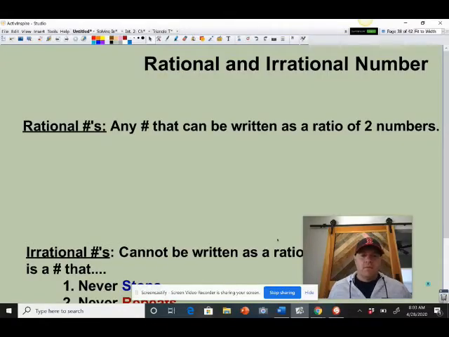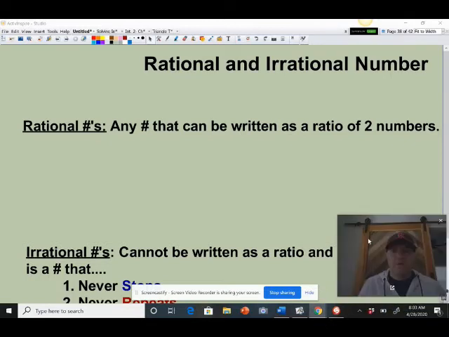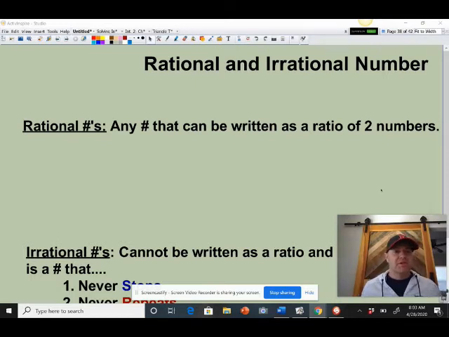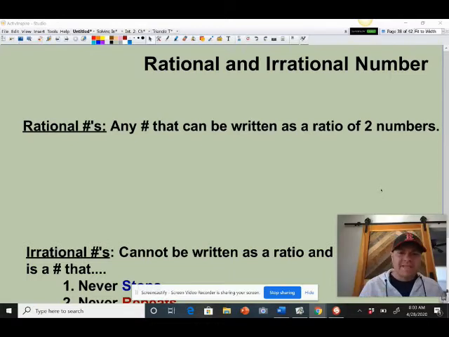All right. Our topic today is going to be rational and irrational numbers. So you're going to want to pause this. You want to write this stuff down because you're going to need these notes. When we're talking about a rational number, we're talking about any number that can be written as the ratio of two numbers. So some examples of that.